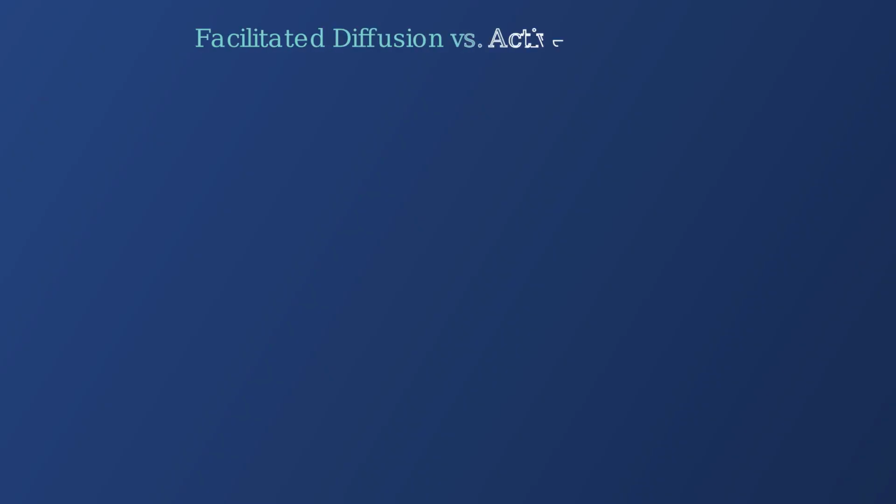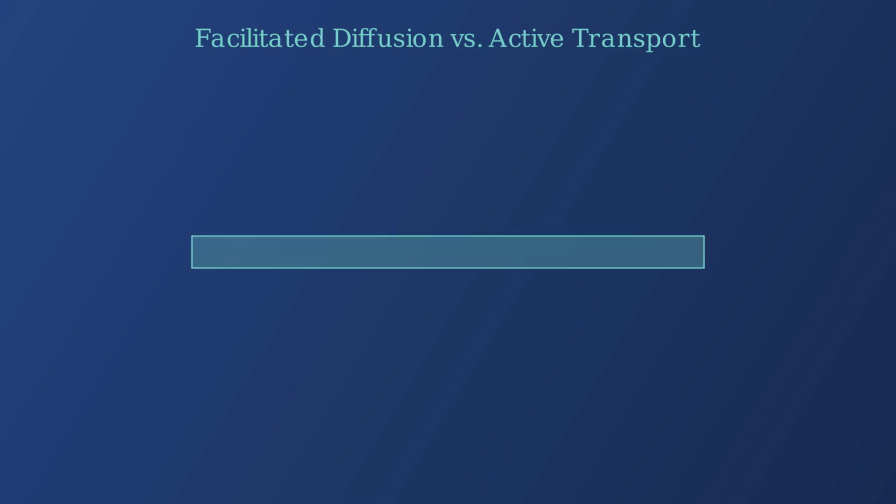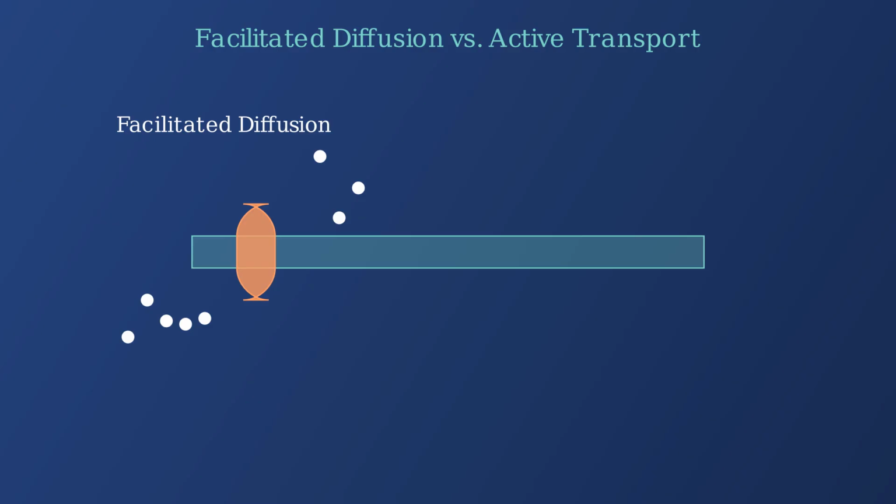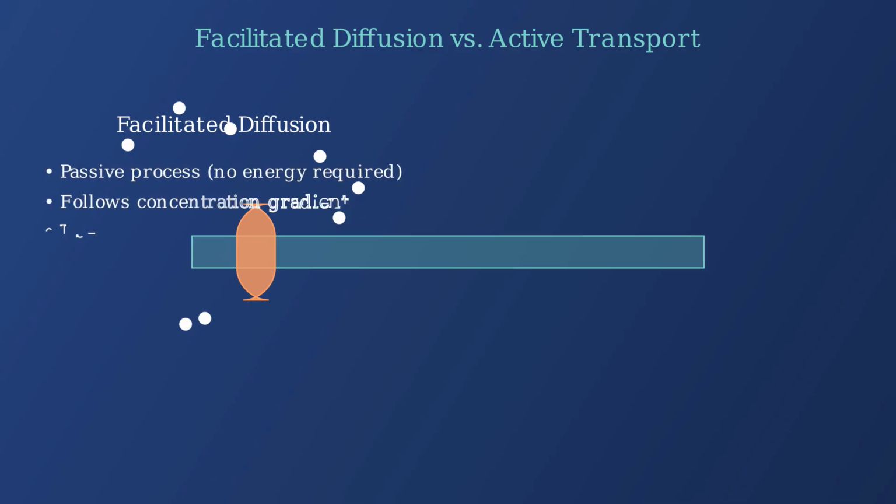Let's compare facilitated diffusion and active transport, two fundamental mechanisms for moving molecules across cell membranes. Facilitated diffusion is a passive transport process that moves molecules from areas of higher concentration to lower concentration through specialized transport proteins. In facilitated diffusion, molecules move down their concentration gradient without requiring energy. The key characteristics of facilitated diffusion are: it's a passive process requiring no energy, it follows the concentration gradient, and it uses transport proteins to help molecules cross the membrane.